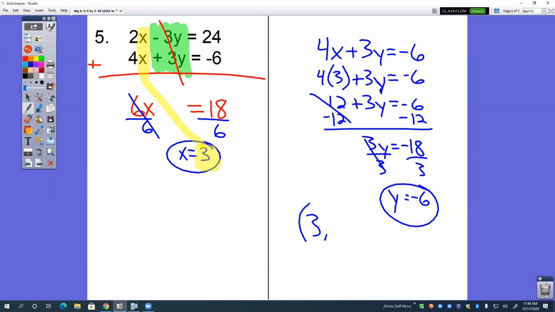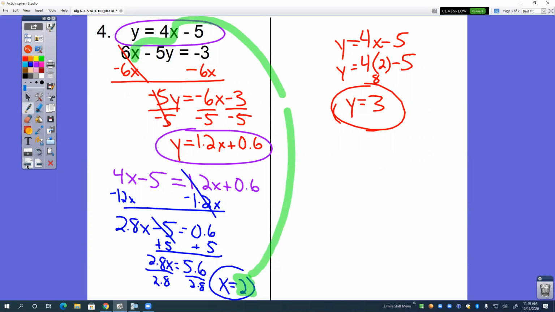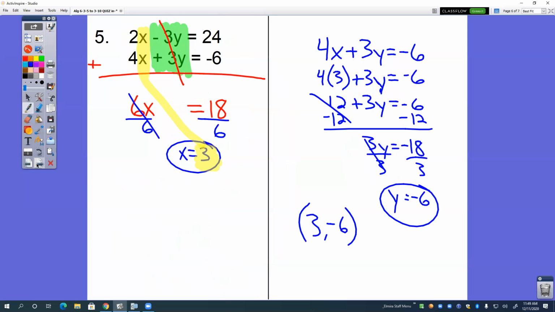The point would be 3 comma negative 6. Same thing on the last one. I should have done it on the last one too. You have 2, 3. So you would write your point as 2 comma 3. Remember, your x value goes first, your y value goes second.